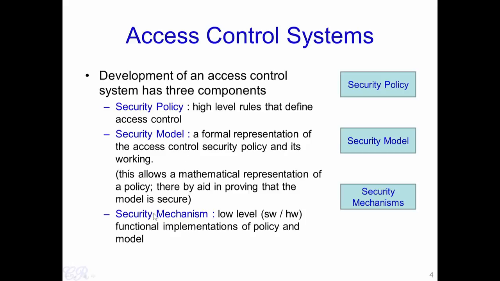Now, a security mechanism is low level hardware or software that has the functional implementation of the security policy and the model. So, in other words, you can think of the policies as high level rules that define the security features that need to be supported by the system. The model is a mathematical or slightly lower level representation, while the mechanism is the actual implementation of the policies.